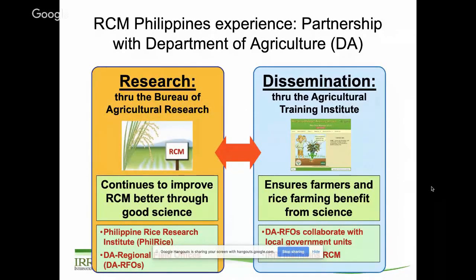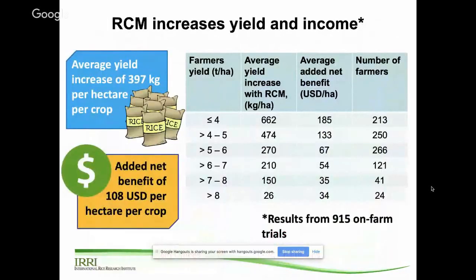Sheetal, can you move to the next slide? Okay. So again, similar to the India and Bangladesh experience that Sheetal presented, with the field evaluation of Rice Crop Manager, we also get yield increases with the use of RCM. From the 915 on-farm trials, the average yield increase is 397 kilograms per hectare per crop. And that's equivalent to more than $100 per hectare as an added net benefit.